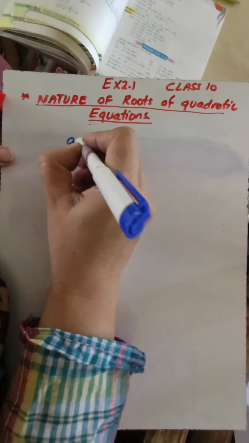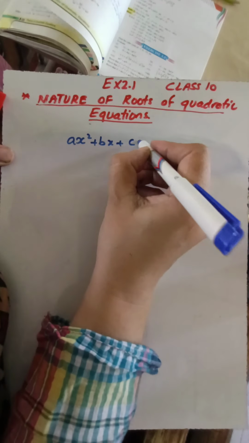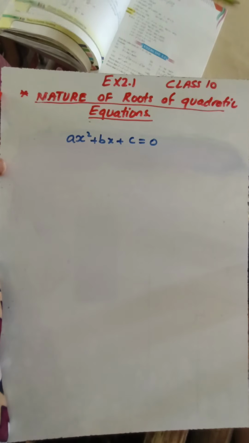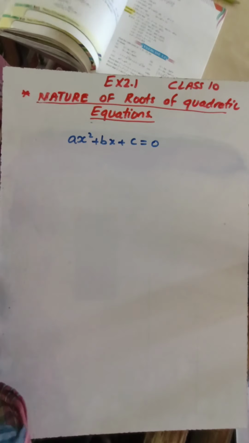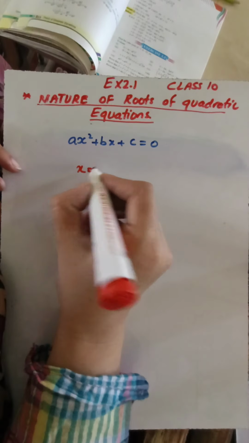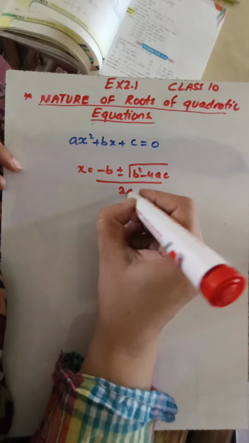Okay, so we know that the standard form of the quadratic equation is ax² + bx + c = 0. This is the standard form of the quadratic equation. And we also know that we want to find the roots of this quadratic equation. The formula that we used was x = (-b ± √(b² - 4ac)) / 2a.